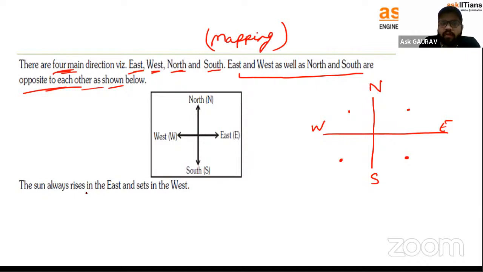The sun always rises in the east and sets in the west. I think this already we know. Sun rises in the east and sets in the west, right?